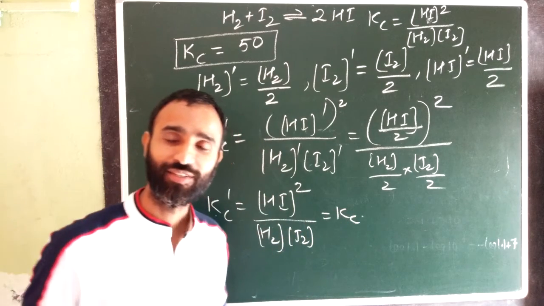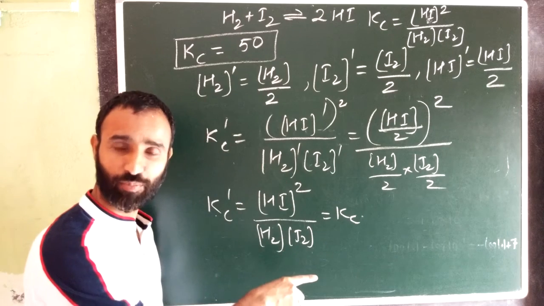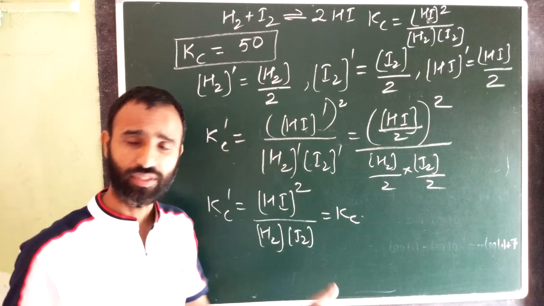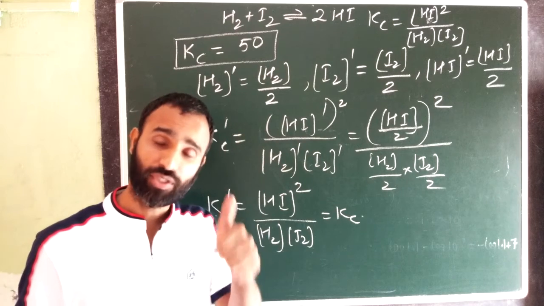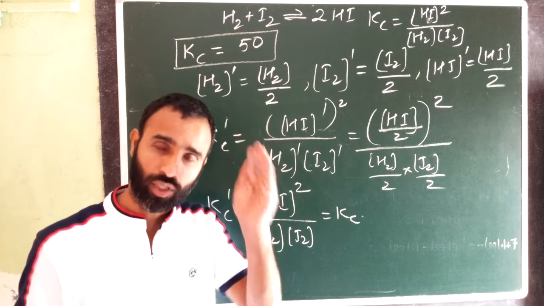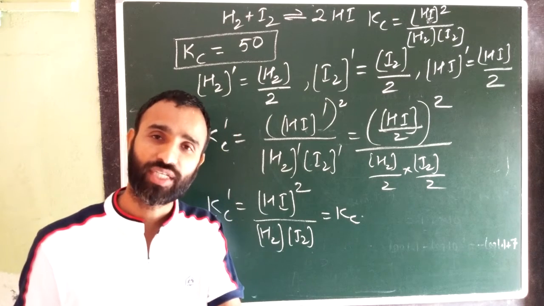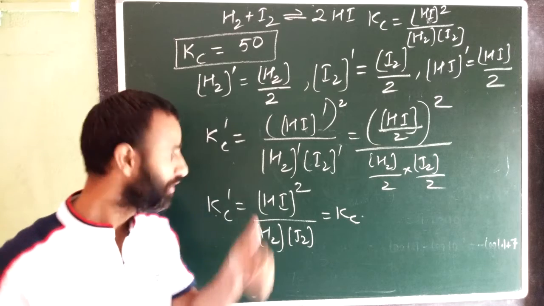Got it? So this is the second question. It is simple. There is no need to do all this. Just keep in mind, as the volume is changed but the temperature remains the same, the equilibrium constant for a particular reaction is constant at constant temperature. That's it, right? So note it.